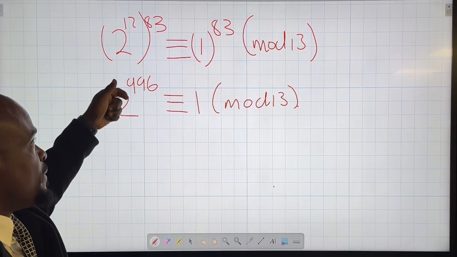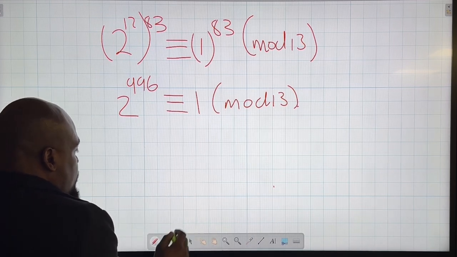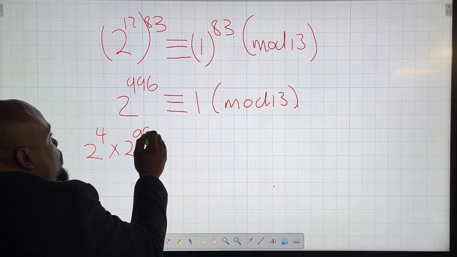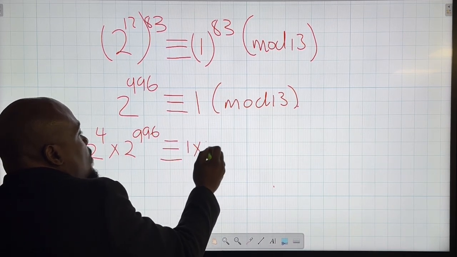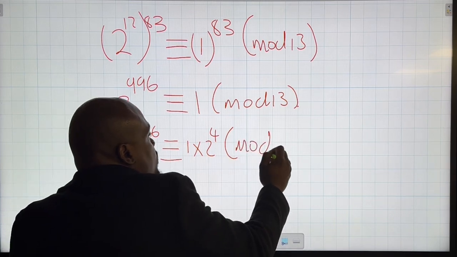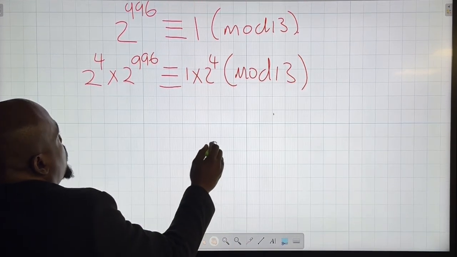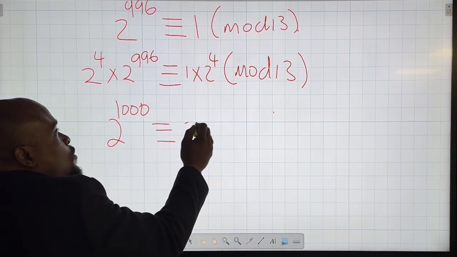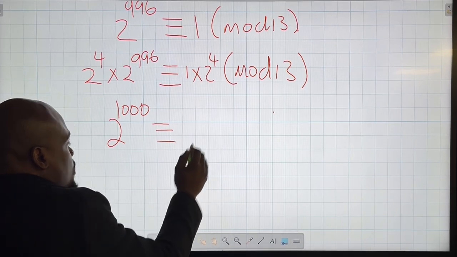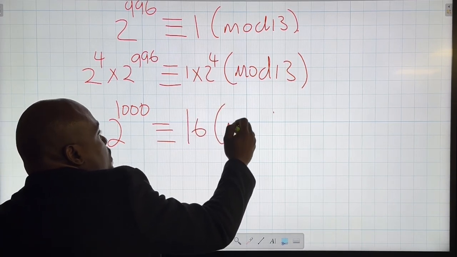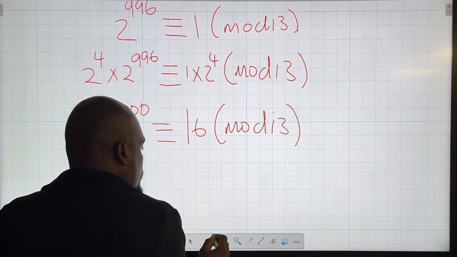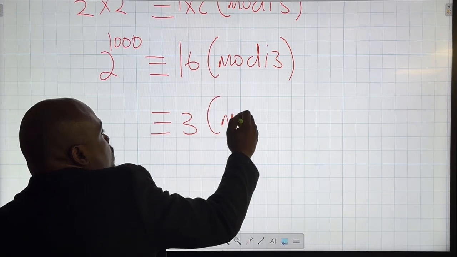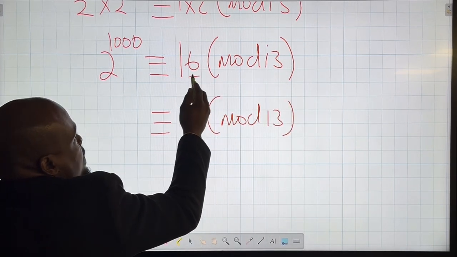But we want 2 to the power of 1,000, which means we can now multiply 2 to the power of 4 on both sides. 1 times 2 to the power of 4, both sides, in mod 13. And we know the left-hand side is 2 to the power of 1,000, which is congruent to 16 in mod 13. This is also going to be congruent to 3 in mod 13. We can't leave it as 16 because 16 is greater than 13.